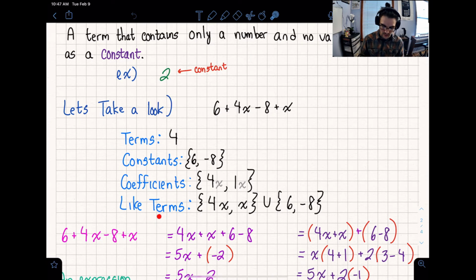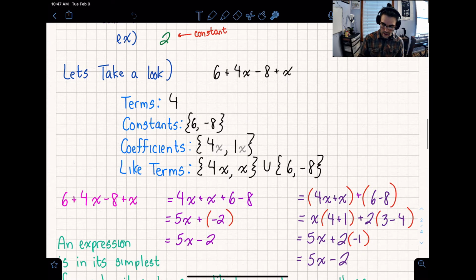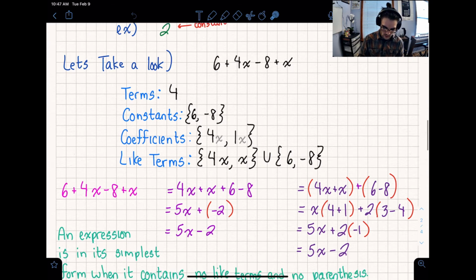And then the last thing I want to take a look at from this expression is our like terms, because those we can combine. So we have 4x and x. These are like terms because they both share this one x, so they can be combined. And then 6 and -8 here are also our like terms. They are just constants. We can add numbers together. We know this by now. And this symbol here, I'll probably get to this in another video. This means union. It's a fancy way of saying and. So these are like terms and these are like terms.